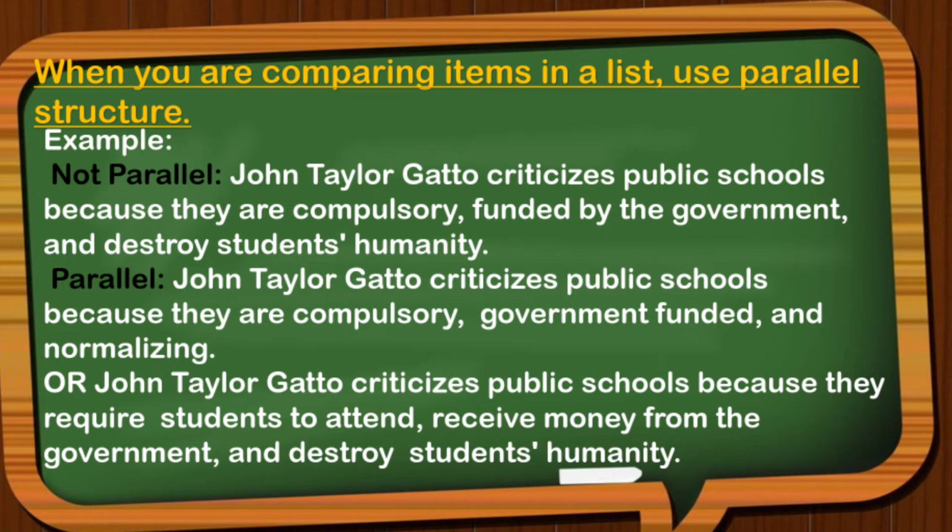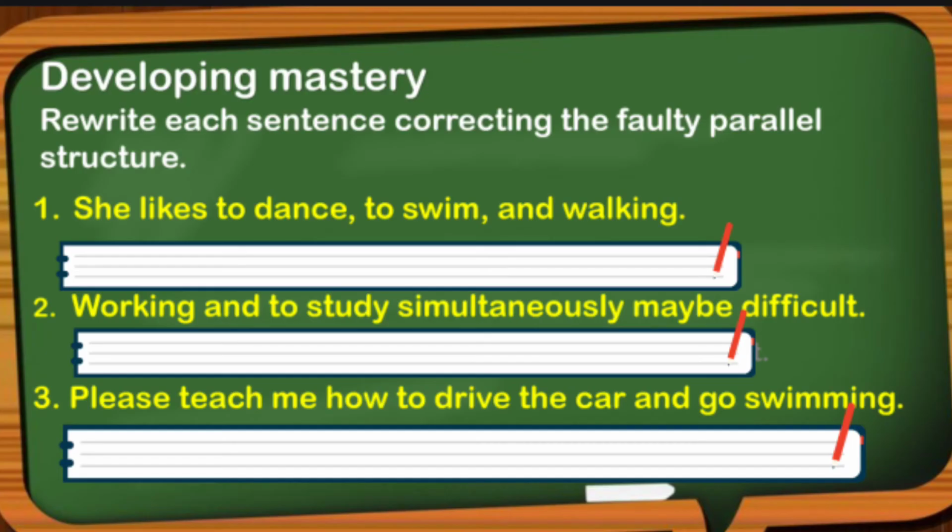It is easy, right? Now I will give you a try. For developing your mastery, rewrite each sentence correcting the faulty parallel structure. Get your paper and pen and answer this activity. Number 1. She likes to dance, to swim, and walking.